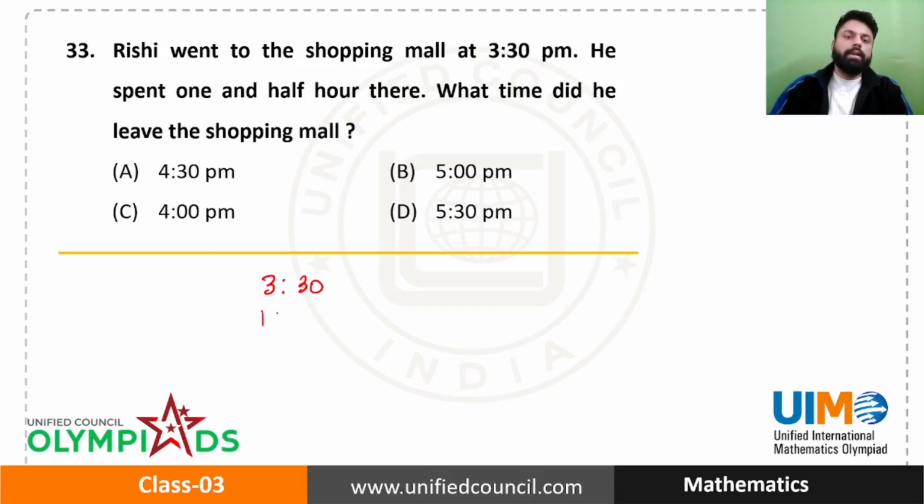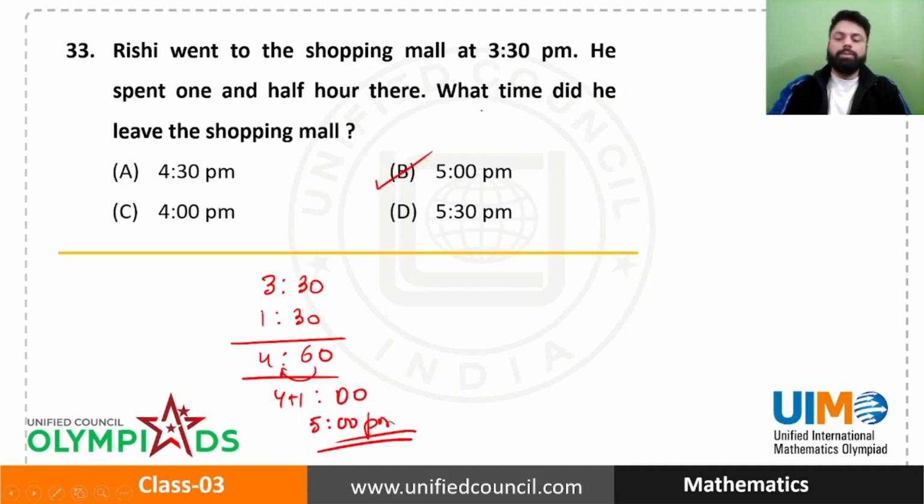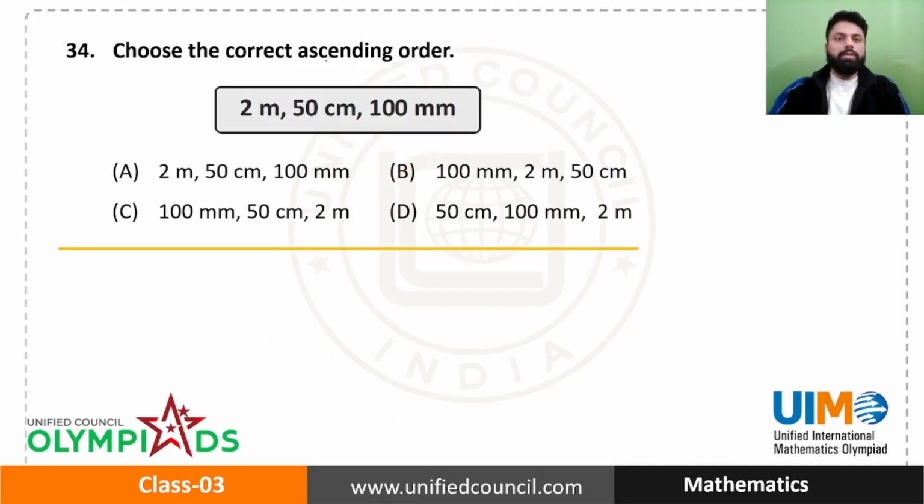So 3:30, he spent 1 hour 30 minutes. So when you add it, this is 4:60, that is, this will become 4 plus 1, 0, 0. That is 5 o'clock, 5 p.m. B option.